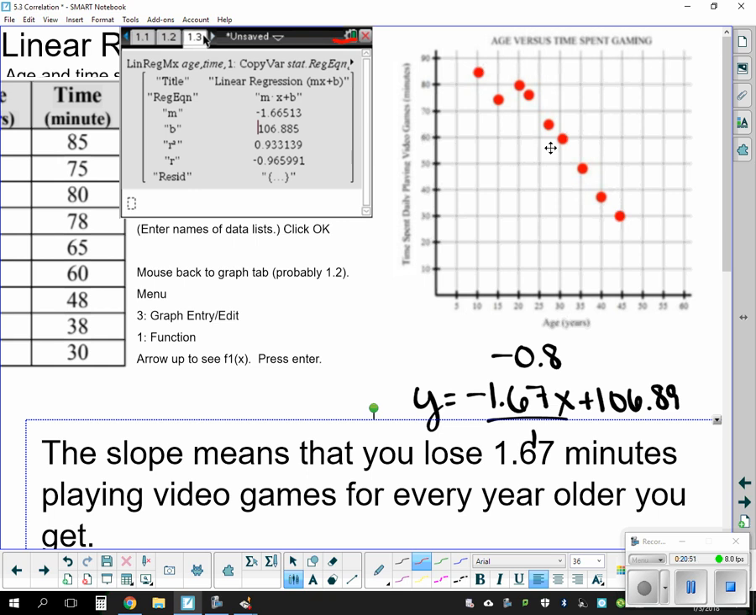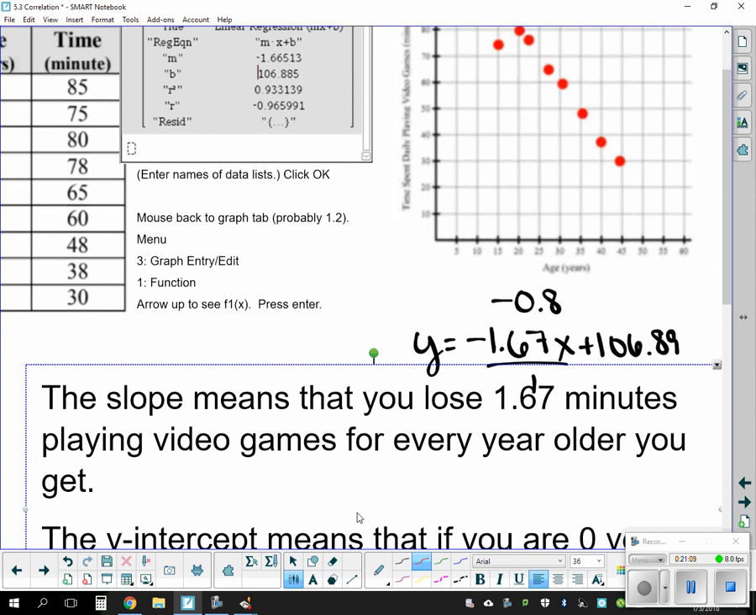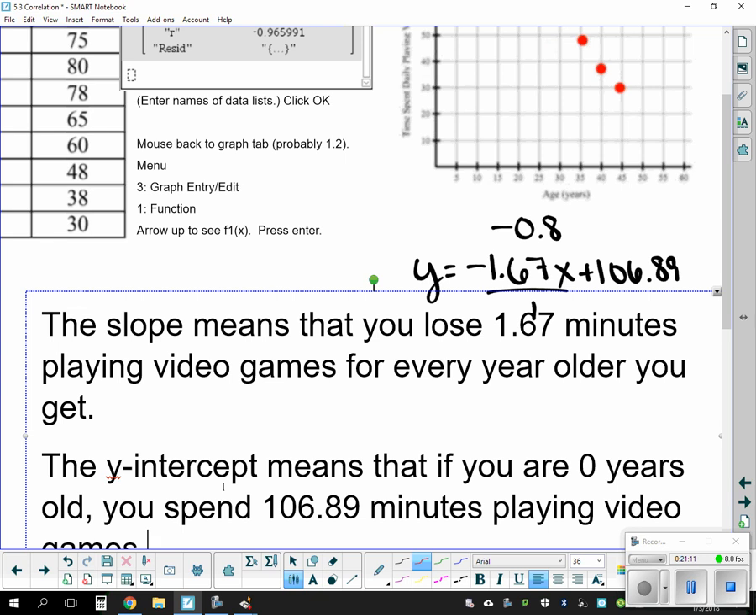data set. So what it means is this equation works really well for the data from 10 to 45 years of age, but we don't know that it's going to work outside of those numbers. So from 0 to 10 might not be true. From 45 up, it might not be true. So that gives you a little example of extrapolation, but that's still how you would interpret the y-intercept.